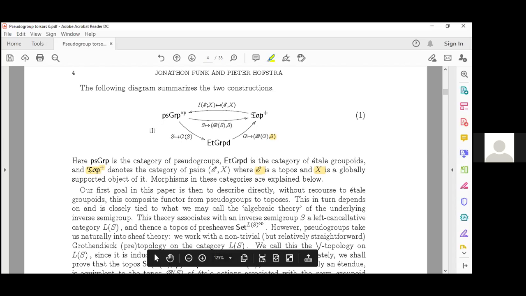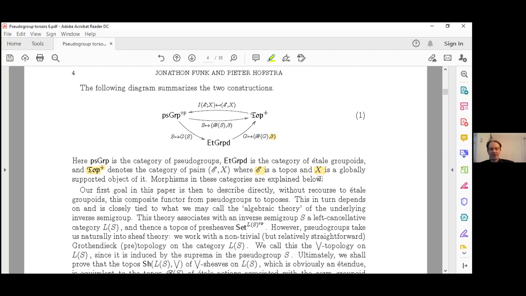So, X is an object. It's a globally supported object of E. Globally supported technically means that the map to the terminal object is an epimorphism. Okay. And so this Top plus, we call that the category of coordinatized toposes. The analysis of morphisms requires this. We found this as a necessity.